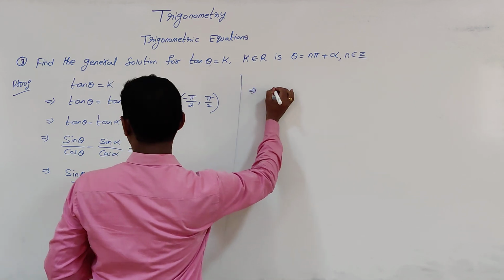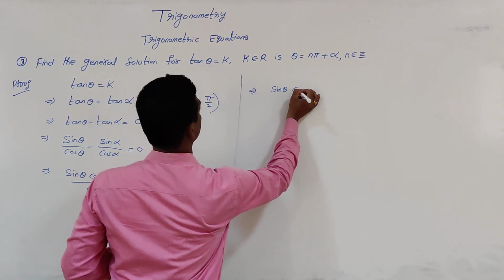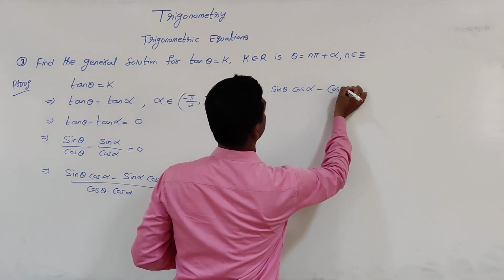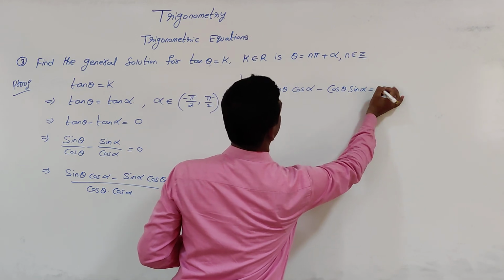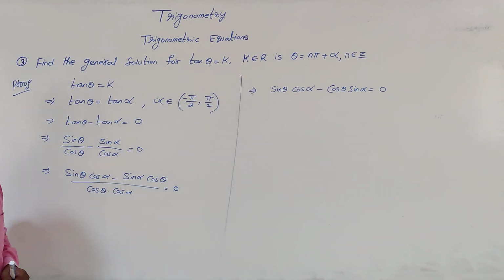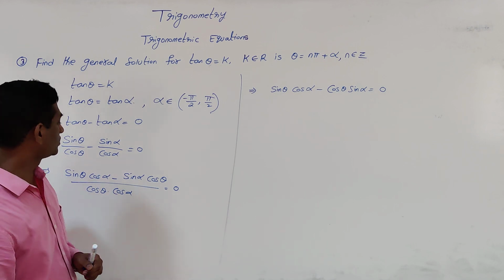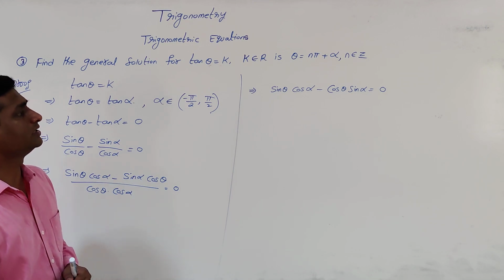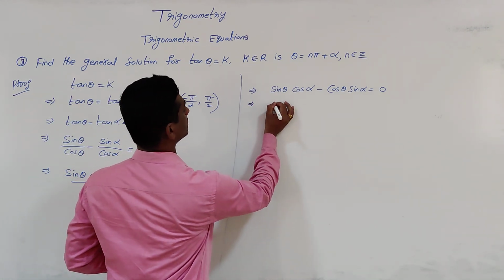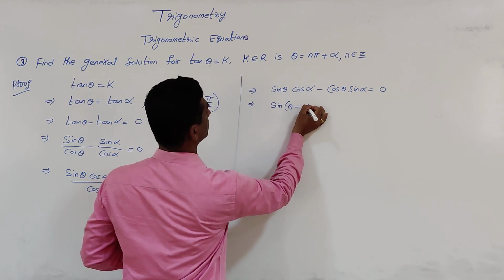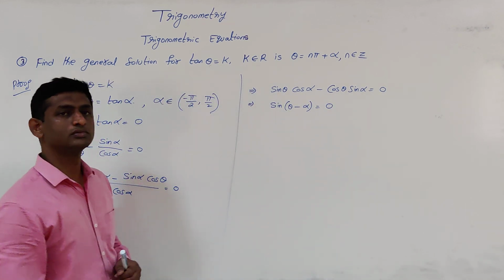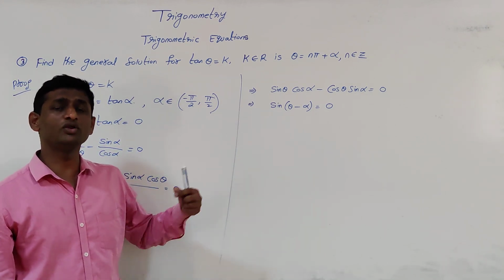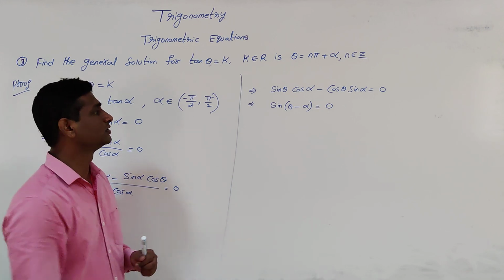So we have sin theta cos alpha minus cos theta sin alpha is 0. Means it is in what form? Sin theta cos alpha minus cos theta sin alpha, means it is sin A cos B minus cos A sin B. So we can have sin of theta minus alpha is equal to 0. So it is in the form of sin x is equal to 0, and we know what the general solution of x is.